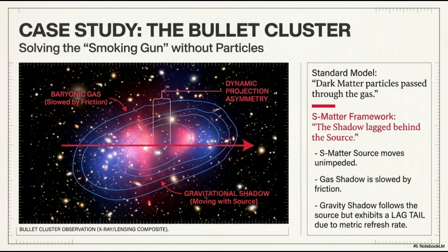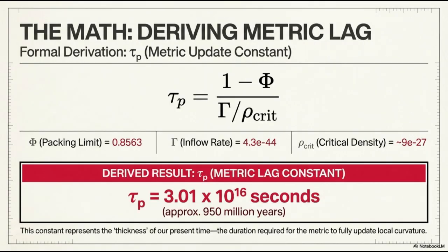And here's the key. They put a number on it. This is in revision 18.0. They derive a specific constant for this refresh rate. They call it tau_LP. Yeah, I've got it here. It's tau_LP approximately 3.01 times 10^16 seconds. Which works out to about 950 million years.